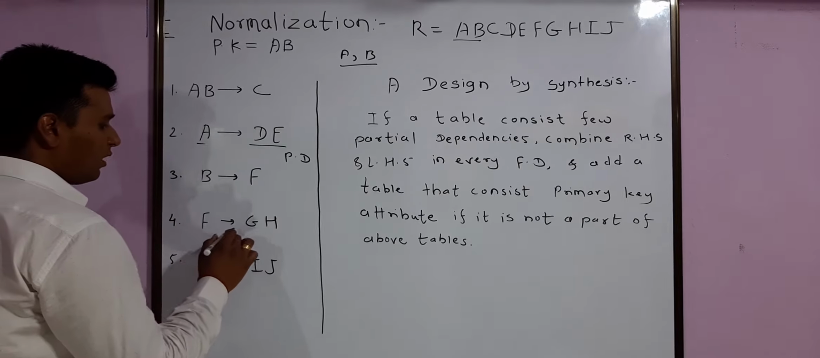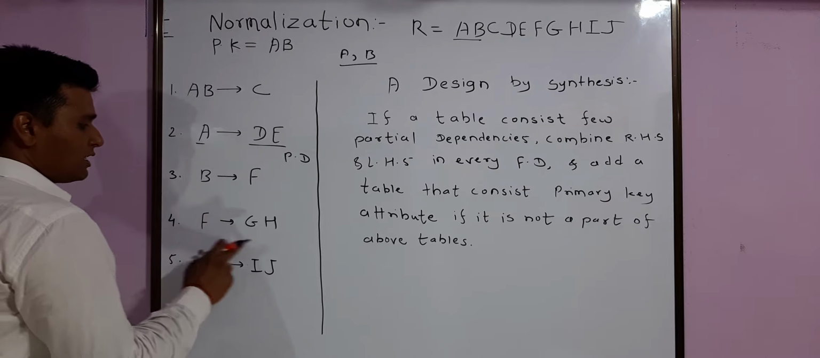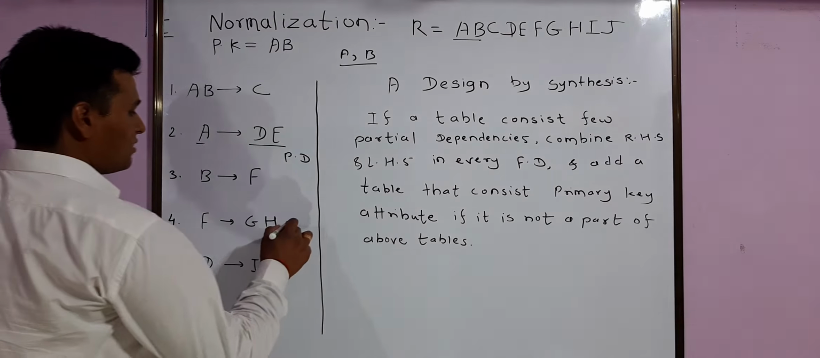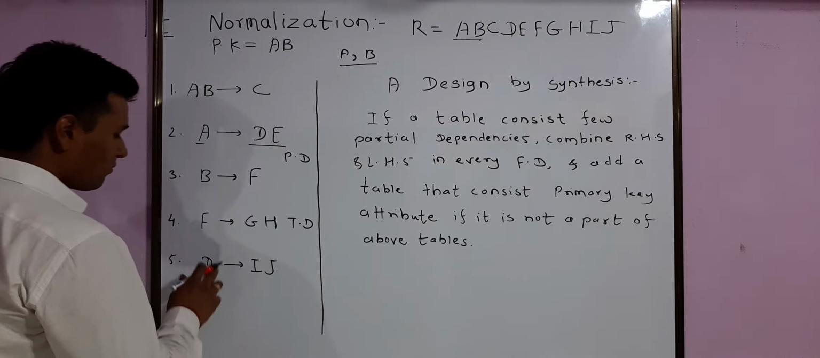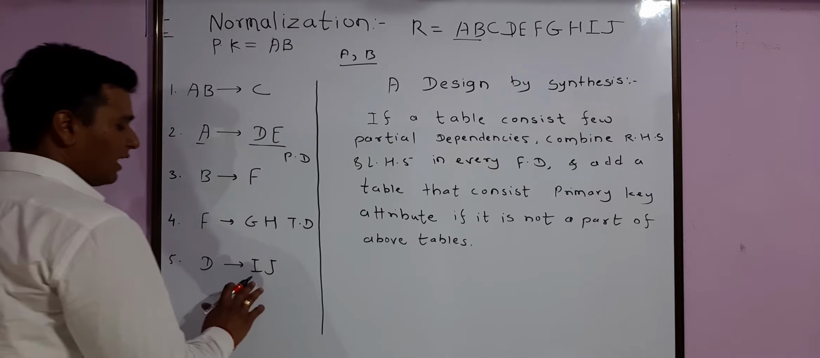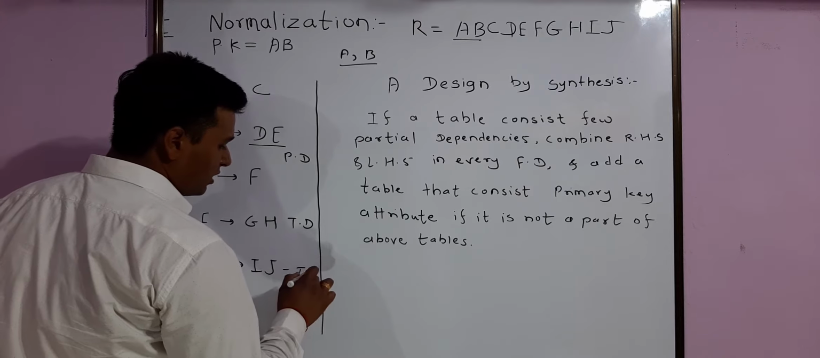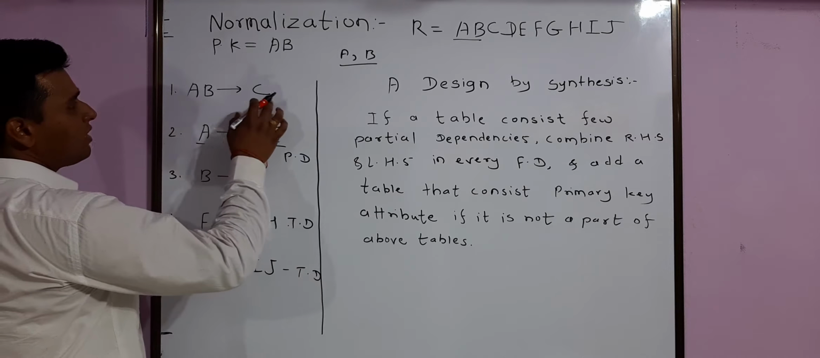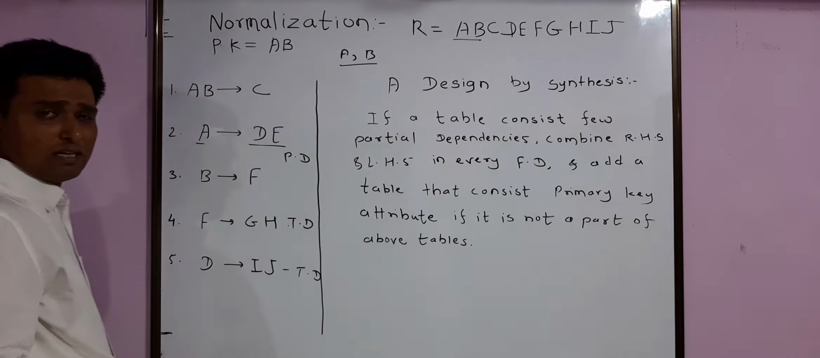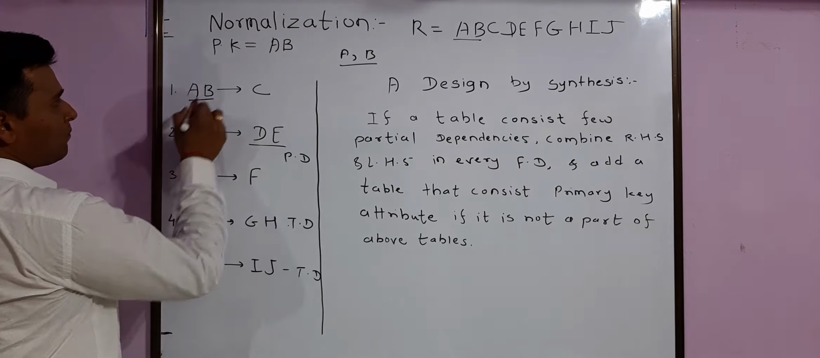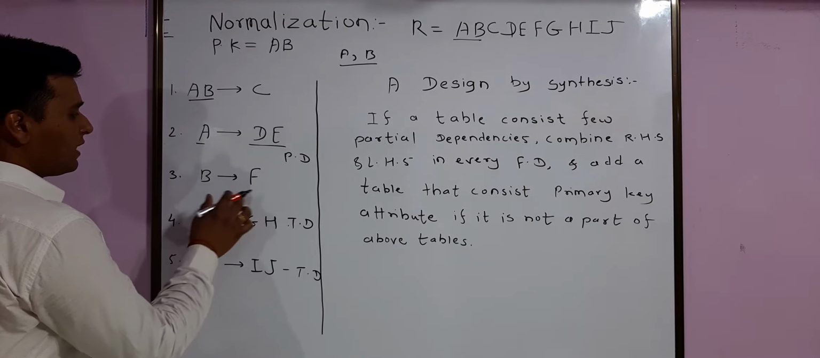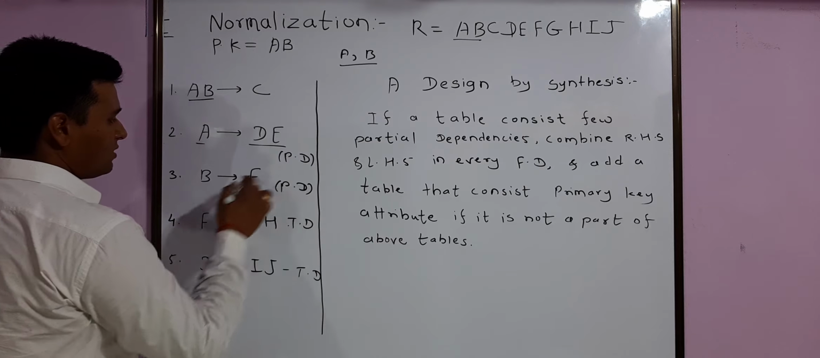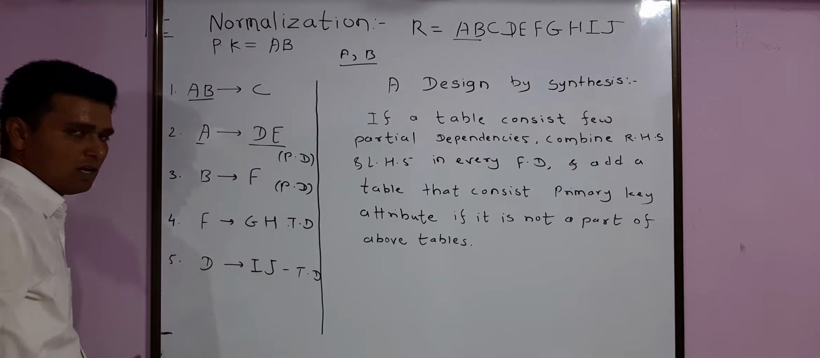Here F determines GH. F is a non-key attribute, and G and H are also non-key attributes. Here transitive dependency exists. Again, D is also a non-key attribute, and I and J are also non-key attributes. Here also transitive dependency exists. Now AB determines C. Here there is no partial and no transitive dependency because AB is a key. And B determines F. Here again partial dependency exists, because B is part of the key and F is a non-key attribute.